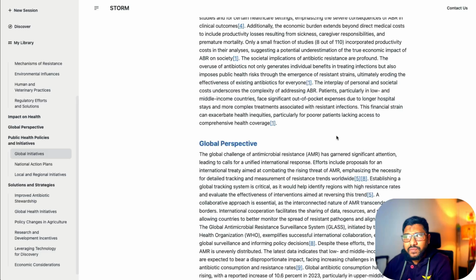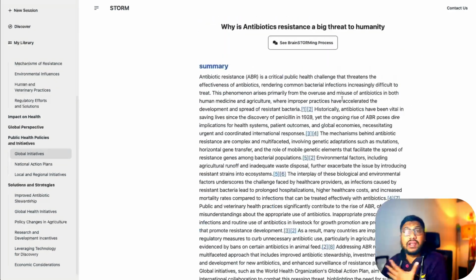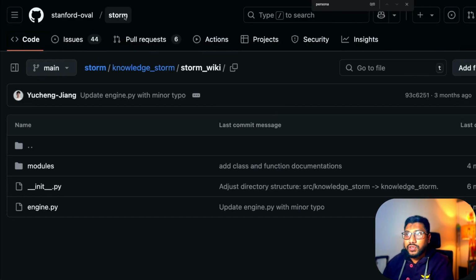It's a very, very well-written article. I'm not trying to say that you should use this for high school essays or university essays, but it's a very well-written article. I can't possibly write something like this in such a short span of time, like 4 or 5 minutes. Right now it's free, but you can self-host it. How do you self-host it? There is this repo that you can go use.